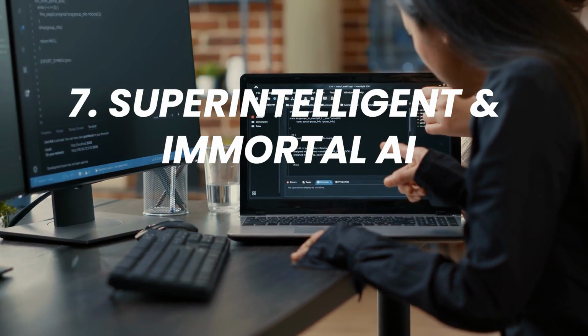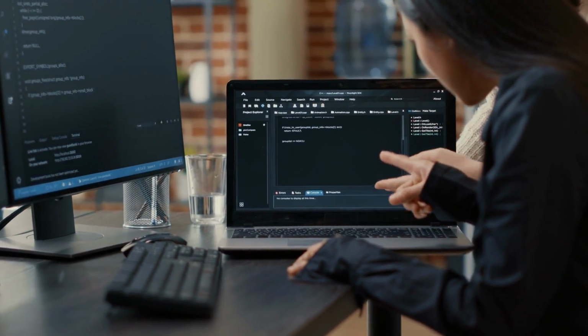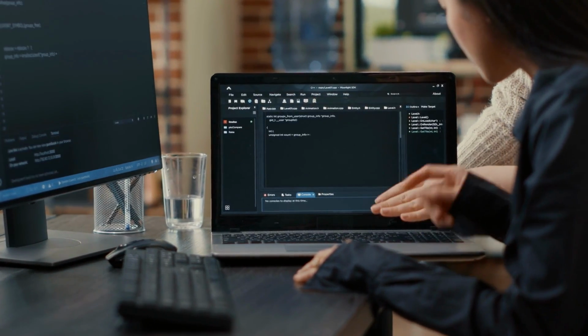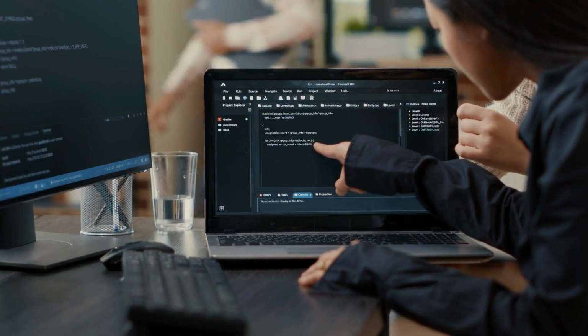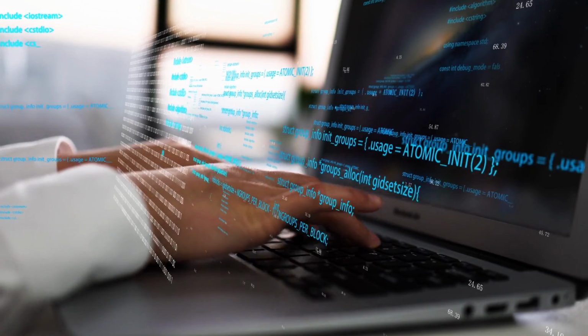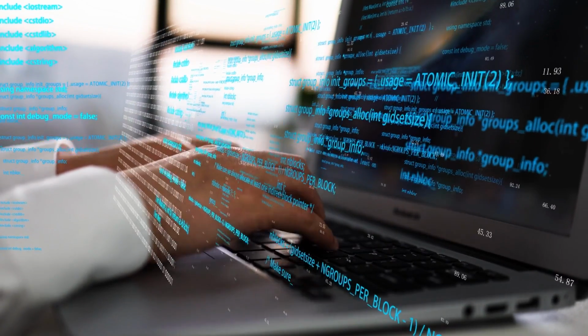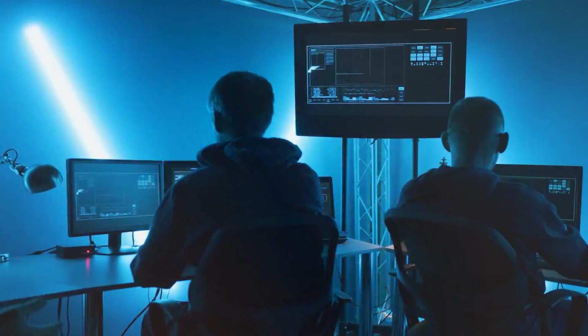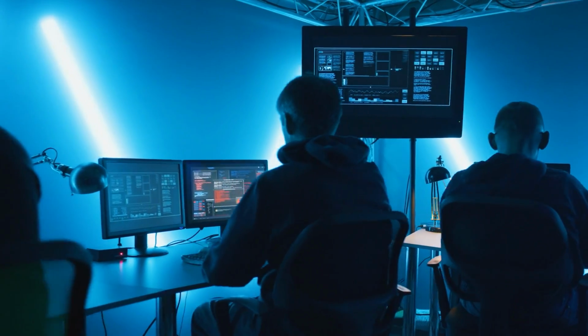Number 7. Superintelligent and Immortal AI. In some laboratories across various nations, substantial investments are being channeled into the development of artificial intelligence with aspirations of achieving superintelligence. The profound implications of superintelligent AI extend far beyond the confines of technological innovation, delving into the very fabric of societal structures that govern our existence.